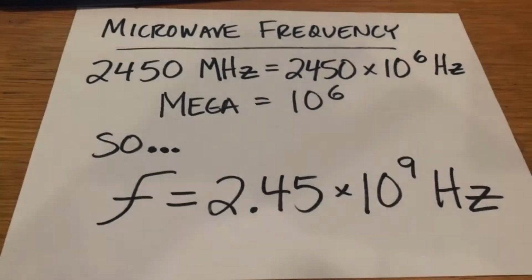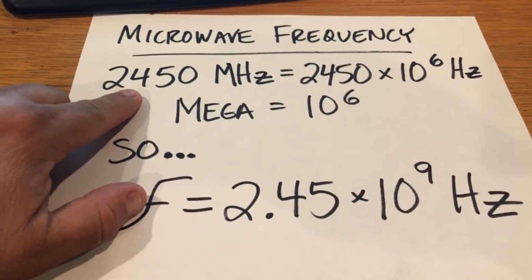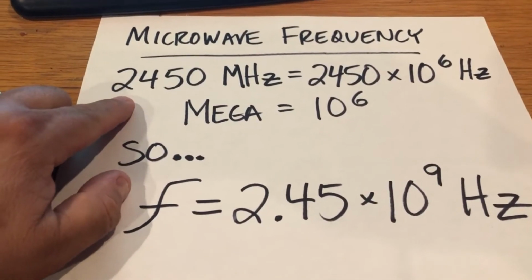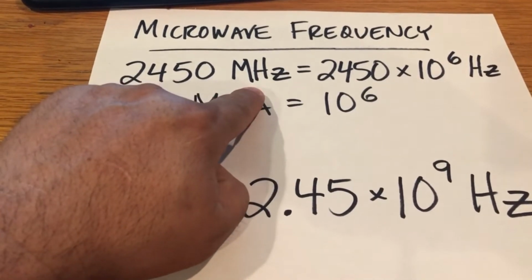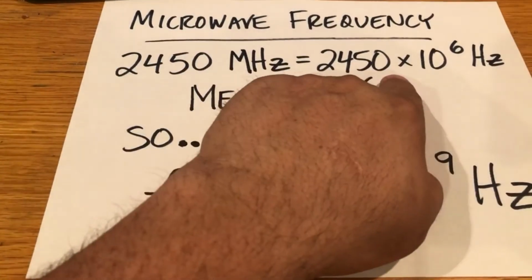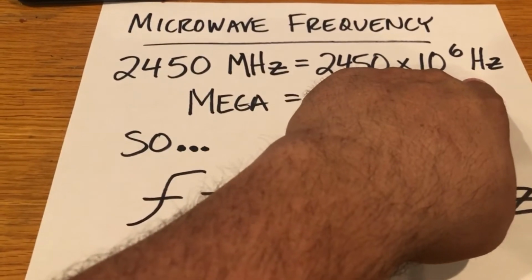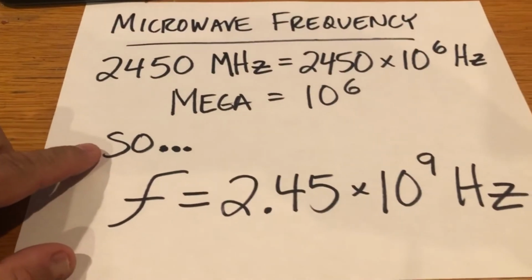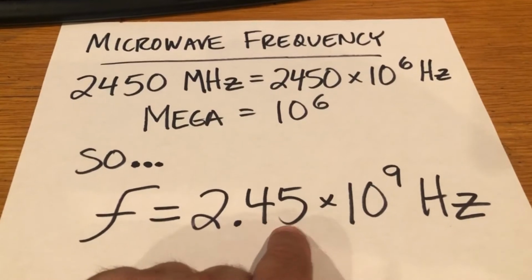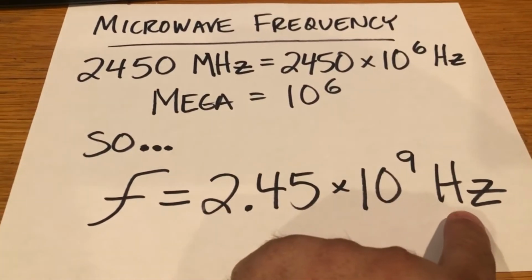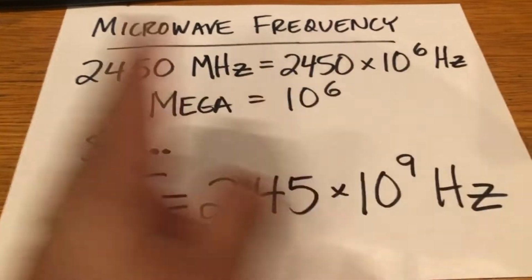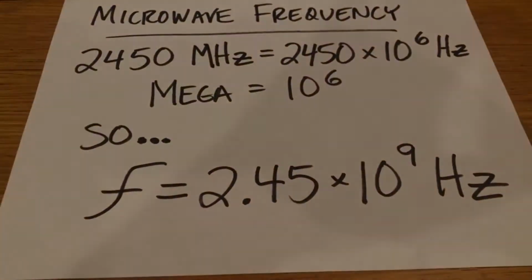All right, guys, so we found the frequency of our microwave as it was stamped on the microwave, and you'll have to look for yours, but ours was 2,450 megahertz. Mega is 10 to the 6th, so that's 2,450 times 10 to the 6th hertz. So a quick conversion of that shows that frequency is 2.45 times 10 to the 9th hertz. That's the frequency of the microwaves bouncing back and forth inside of our microwave.